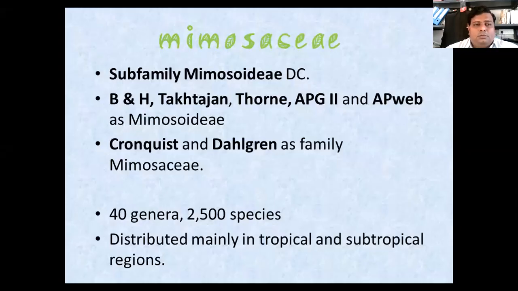Good afternoon, students. Today we'll start with the subfamily Mimosaceae. It has 40 genera and around 2,500 species, distributed mainly in tropical and subtropical regions. Mimosaceae has trees, shrubs, or herbs.